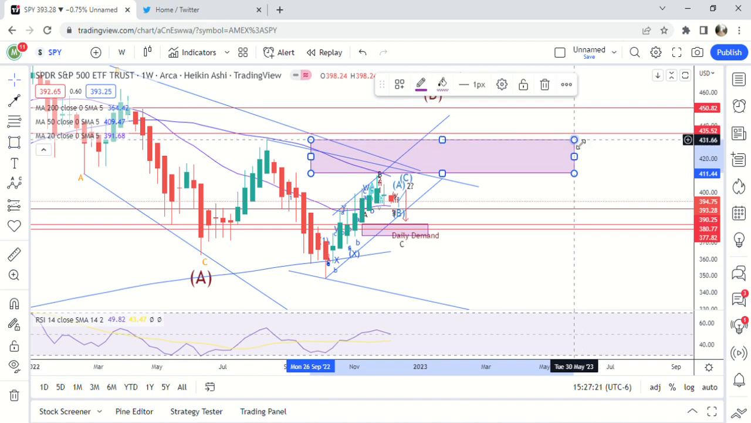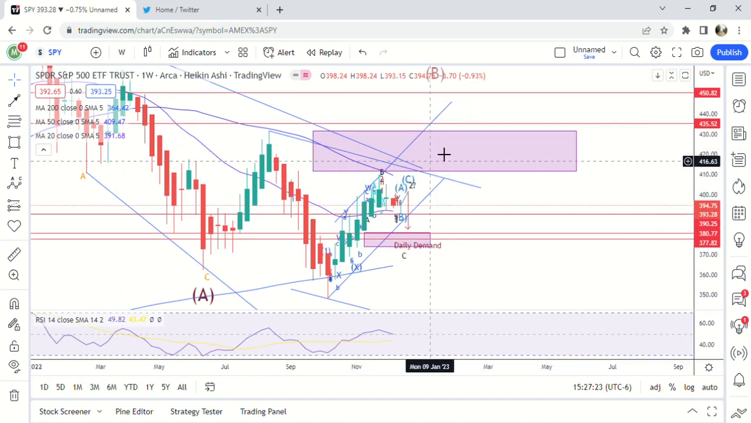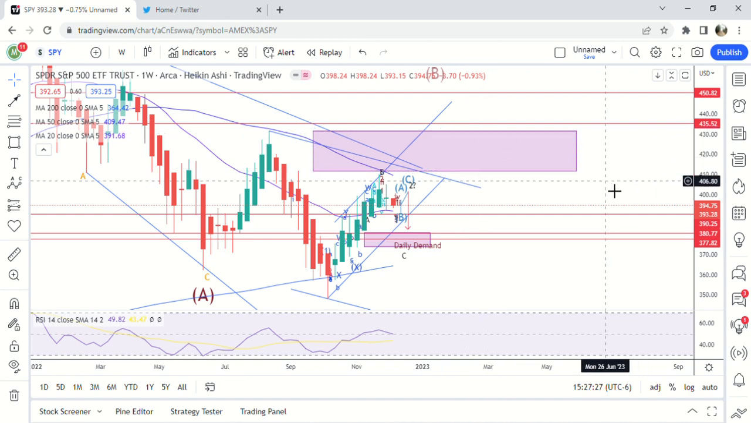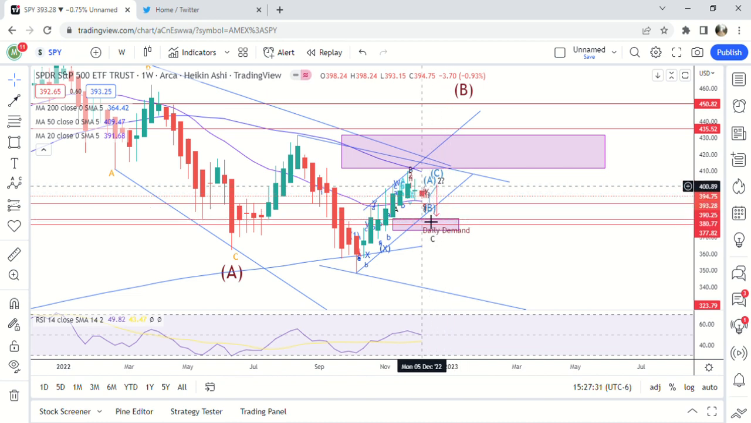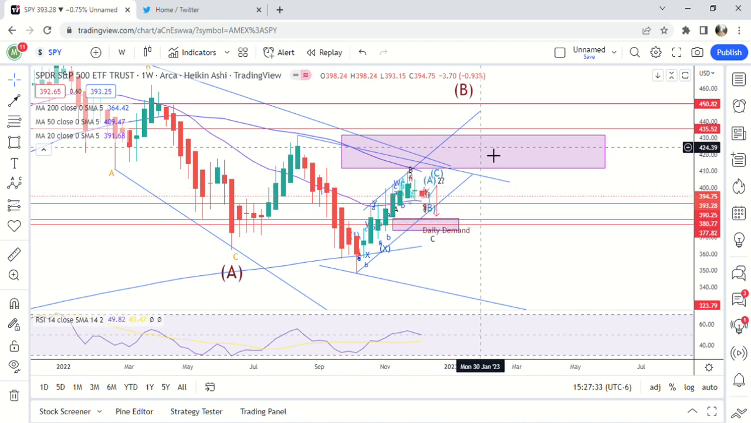So it'll have a hard time getting over this box if it goes higher, which is 411 to 431. So maybe it just comes up here. If it does WXY, maybe it just comes up here to the 1.23 fib at 415 as well, like I've been talking about in past videos as well.